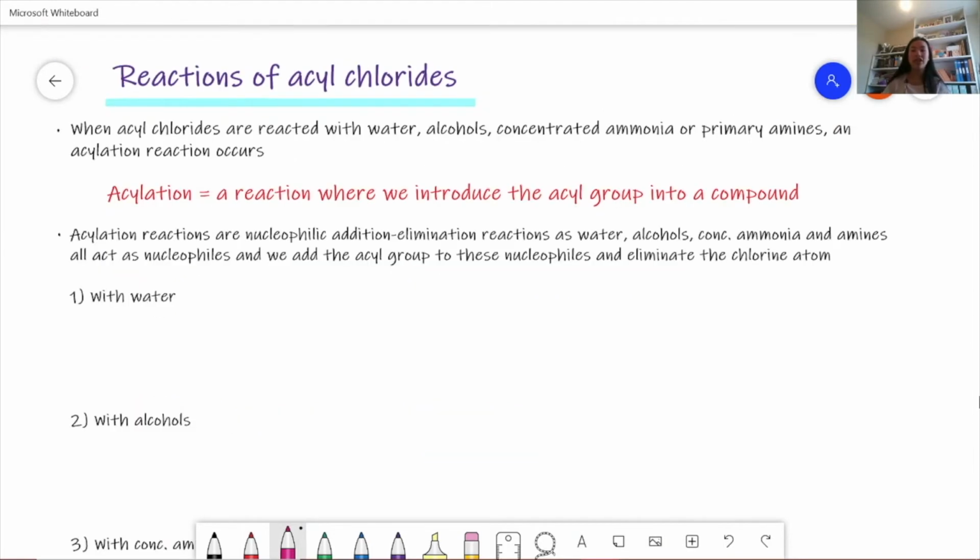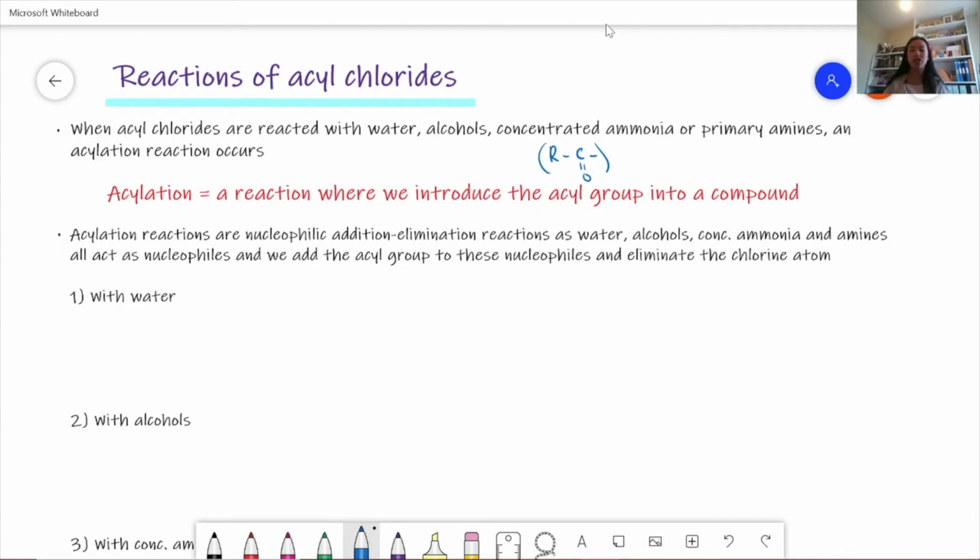Now we're going to have a look at the reactions of these acyl chlorides. So when acyl chlorides are reacted with water, alcohols, concentrated ammonia, or primary amines, we have acylation reactions. And the definition of an acylation reaction is just a reaction where we introduce the acyl group into a compound. And the acyl group is just R with C double bond O. So this is an acyl group.